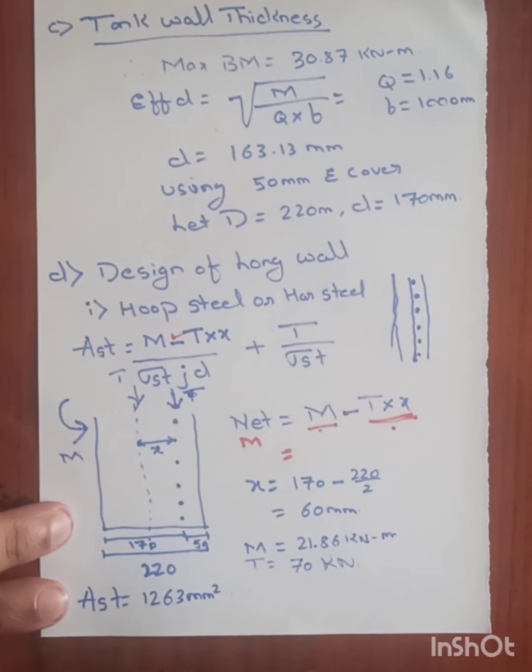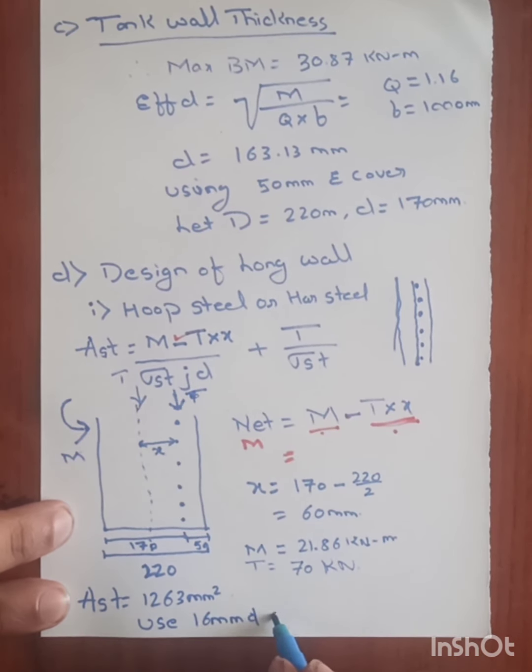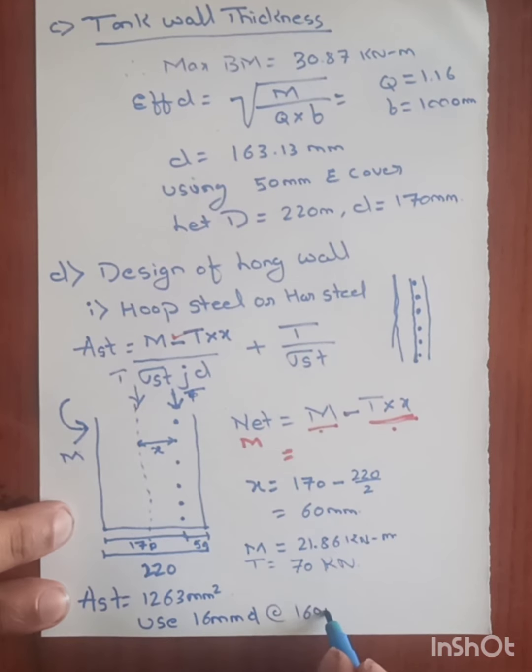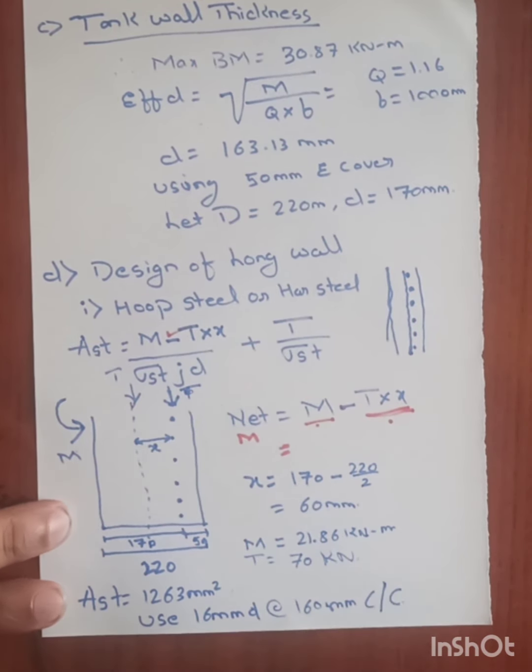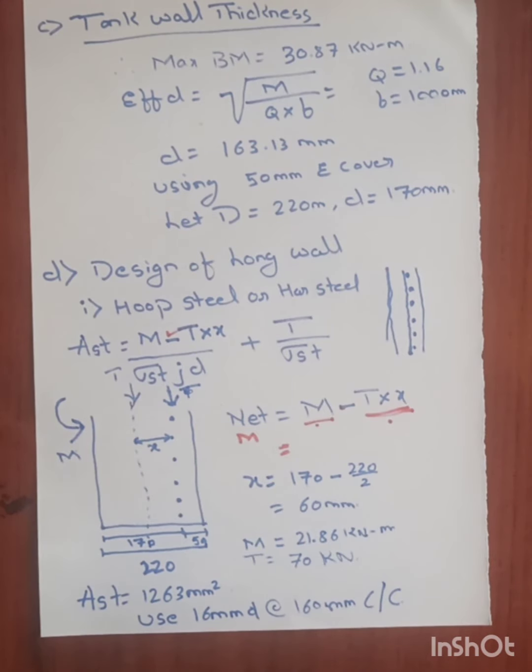You guys cross check it. So let us use 16 mm bars at 160 mm center to center. So this is for the horizontal steel.